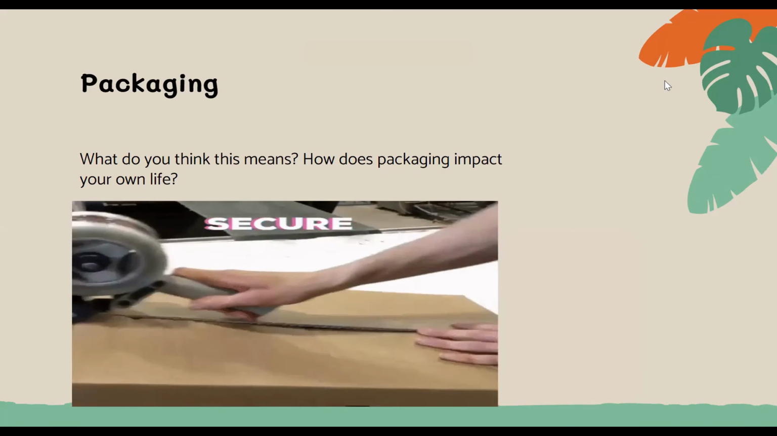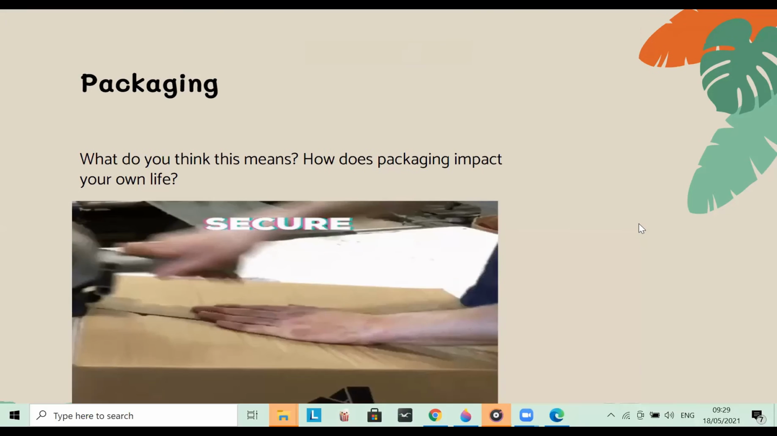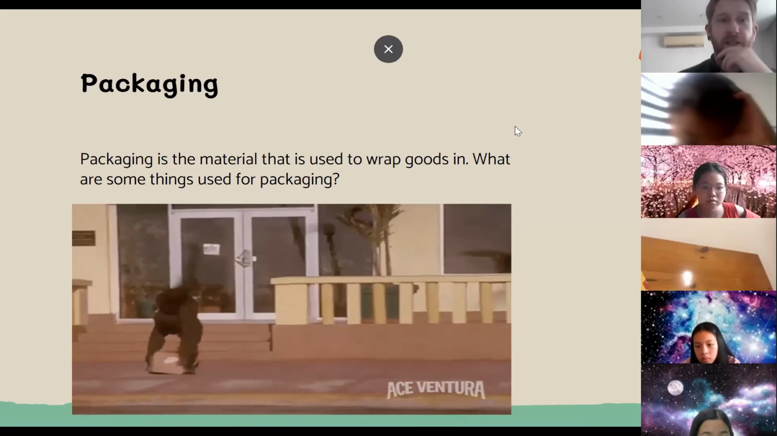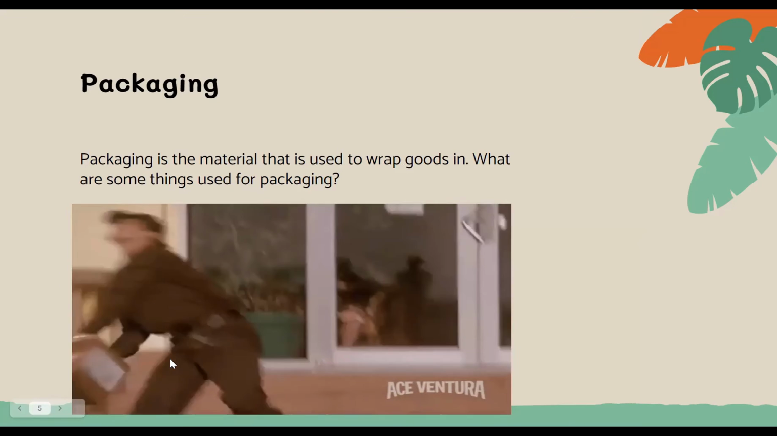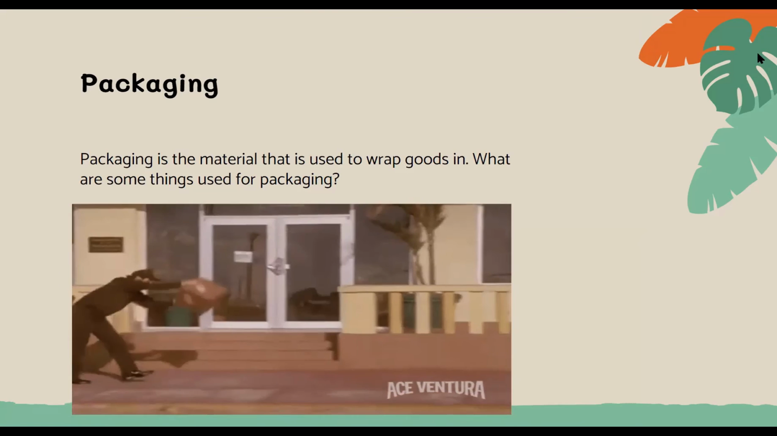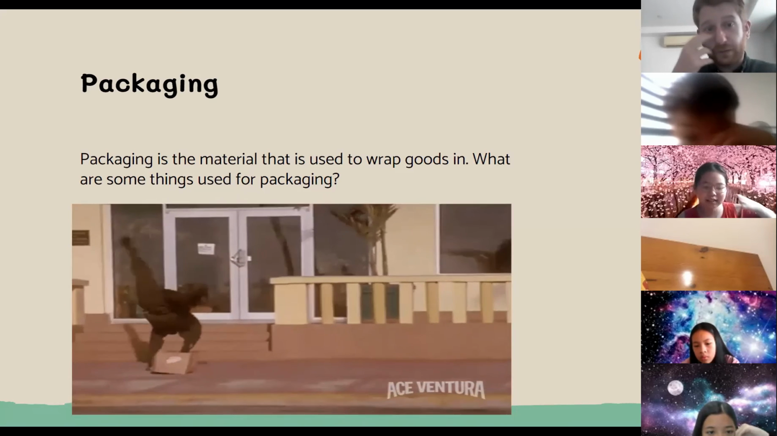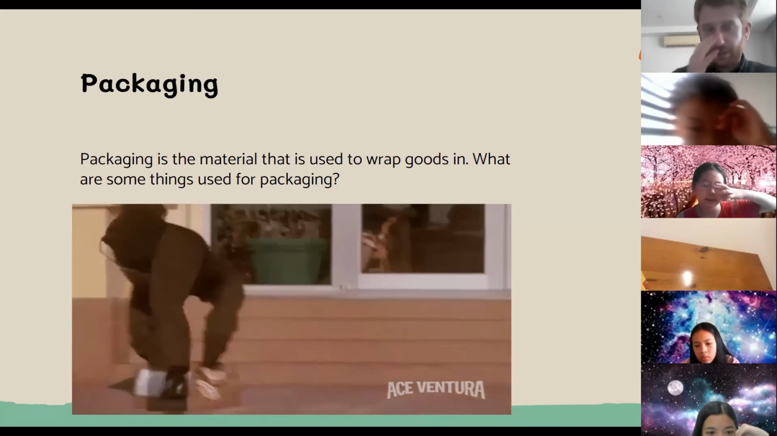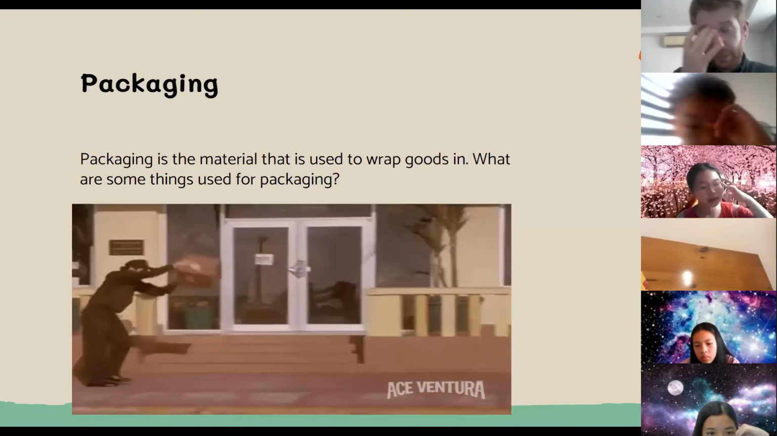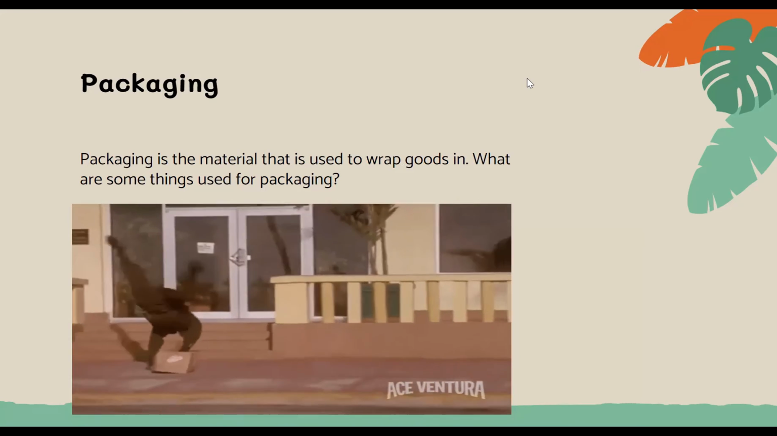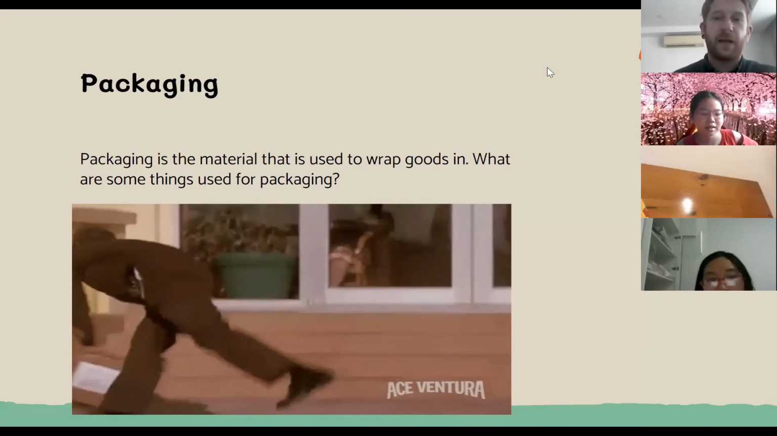So packaging is the use of additional materials to cover a product, okay? So it's the material used to wrap goods in, to keep them safe, make sure they don't break. Not as in this video where the guy is doing cartwheels on a cardboard box. But the point is that it keeps the inner product safe. And that's the point of packaging, okay? Packaging, the purpose of it is to keep whatever inside it safe. So there's lots and lots of things that we need packaging for.